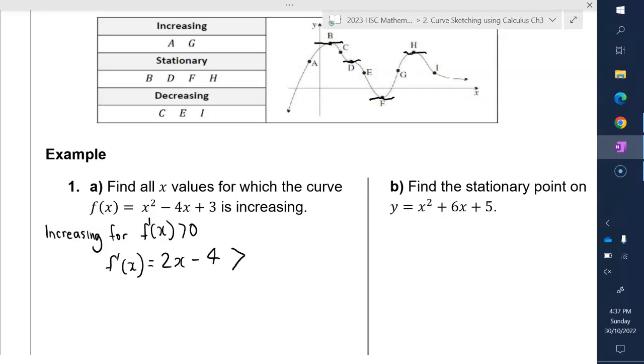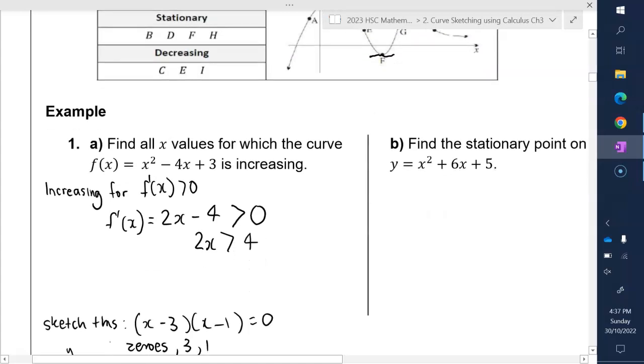And it's increasing when it is greater than 0. So we're just going to solve this inequation here. That becomes 2x is greater than 4. Remember, I'm adding 4 to both sides here, so we don't need to flip any signs. Now I'm going to divide by 2, so x is going to be greater than 2. So our curve is increasing when x is greater than 2.